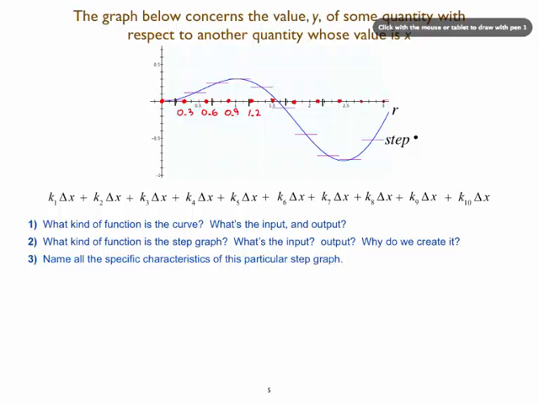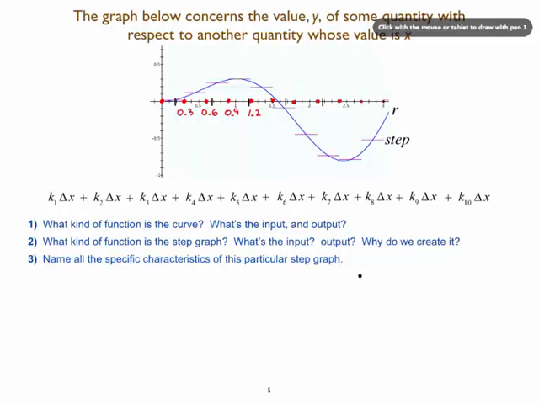Because it's not constant, so we want to find ones that are constant. We need constant rates to actually be able to make some progress towards accumulation. We need constant rates to actually be able to get changes in accumulation to build an accumulation function. As long as that rate is changing, we're kind of stuck. Okay? All right, what are the specific characteristics of this particular step graph?